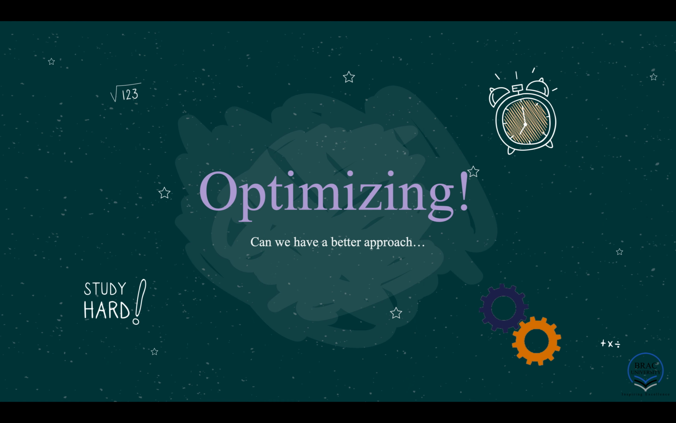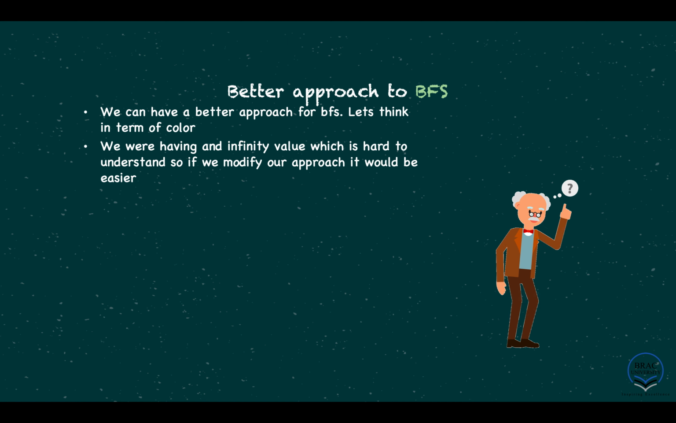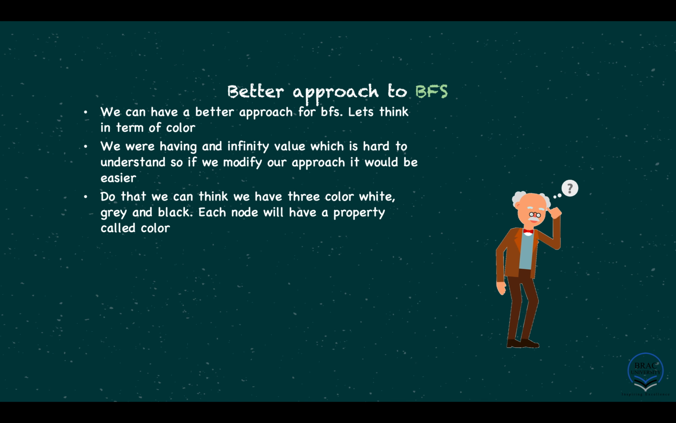Now let's talk about optimizing our approach. Can we have a better approach to do the BFS algorithm? We can have a better approach for BFS. Let's think of them in terms of color. We were having an infinity value, which is hard to understand. If we modify our approach, it would be easier.